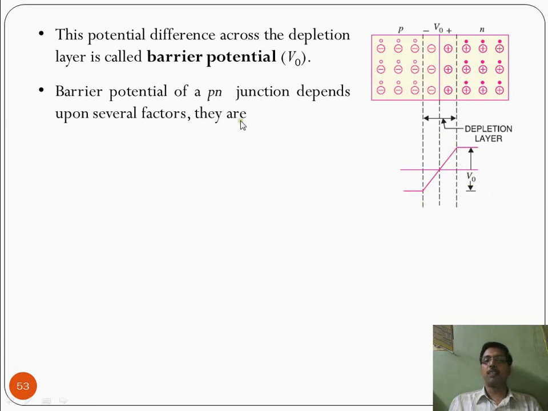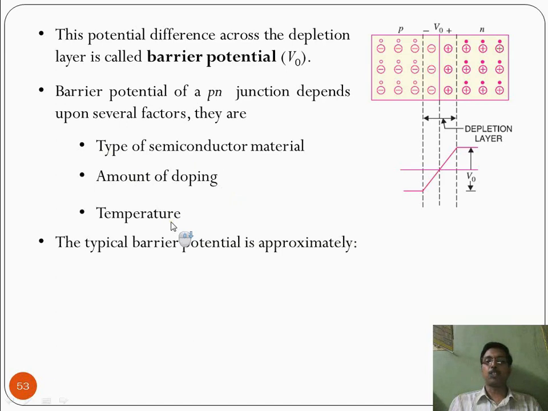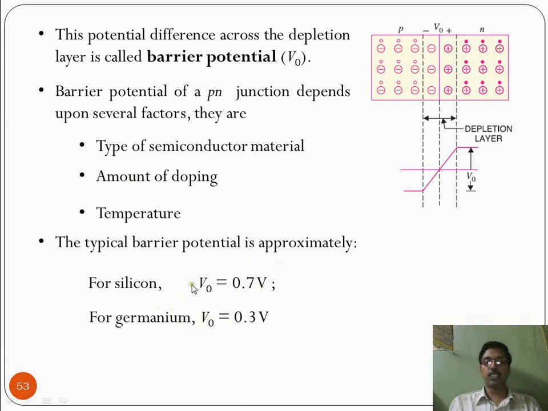The barrier potential of a PN junction depends on several factors: the type of semiconductor material, the amount of doping, and temperature. The typical barrier potential is approximately 0.7 volt for silicon and 0.3 volt for germanium. Note this down. It is very important throughout the study of electronic devices and circuits. We have to remember that the barrier potential is 0.7 volt for silicon and 0.3 volt for germanium.